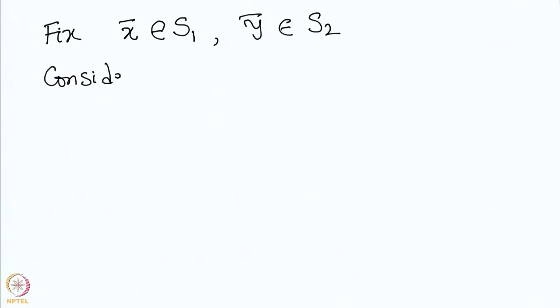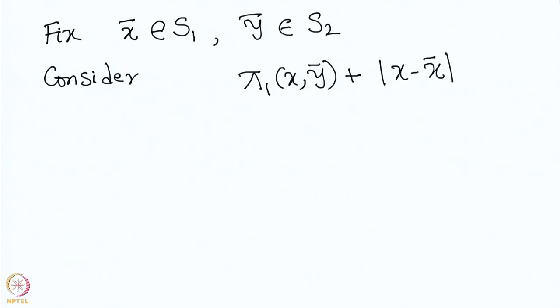Now, let us look at the payoff functions. So, fix x bar in S1, y bar in S2. Now, consider pi 1 of x comma y bar plus mod x minus x bar, I can put a square here. Okay. So, now this is a continuous function. Look at this function, and I would like to look at the arg max over x in S1 of pi 1 of x comma y bar plus mod x minus x bar square.